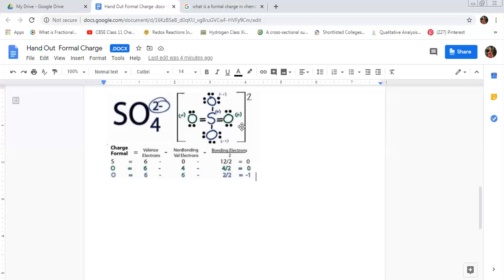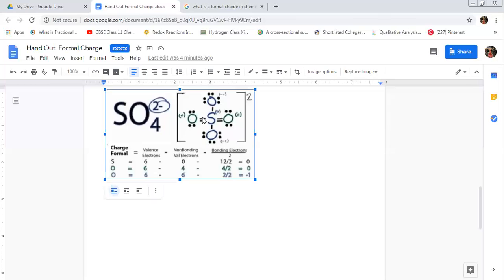Oxygen with a double bond has a formal charge of 0, and sulfur has a formal charge of 0. Similarly, all the oxygens bonded through a double bond will have a formal charge of 0, and all the oxygens bonded through a single bond will have a formal charge of -1 for this particular formula.